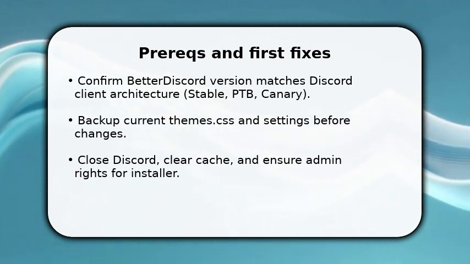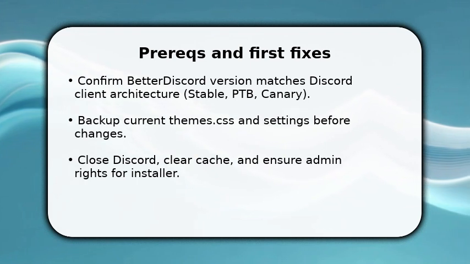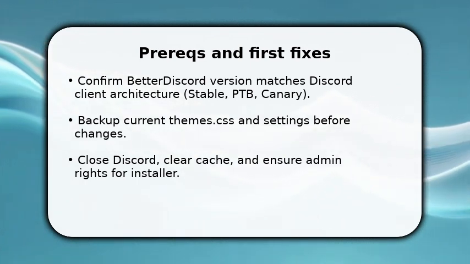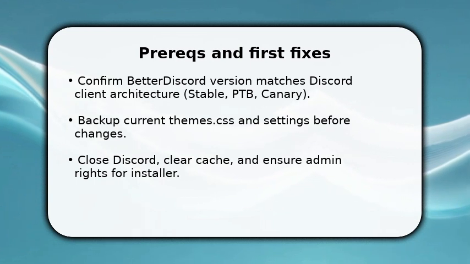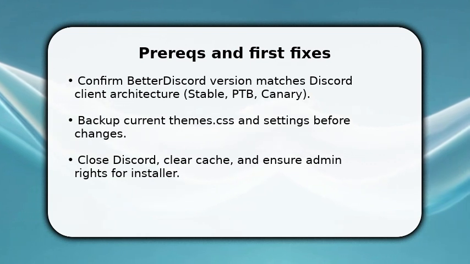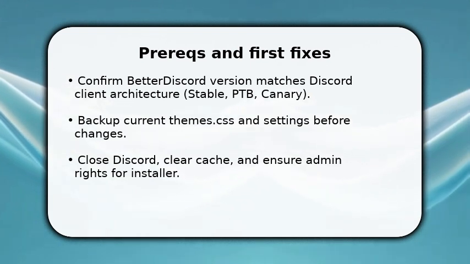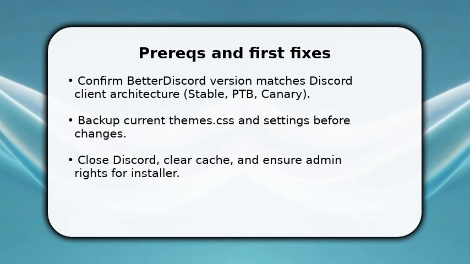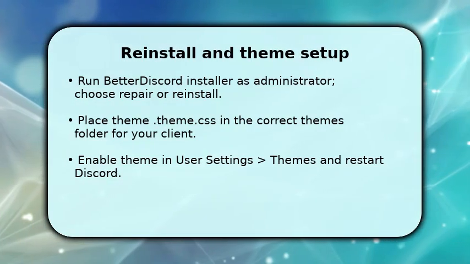Next, close Discord completely, open Task Manager to confirm no background processes remain, then clear Discord cache folders and give the installer admin rights. Doing these first steps prevents common conflicts and prepares the app for a clean theme installation and troubleshooting sequence. You now perform the core reinstall and theme setup.